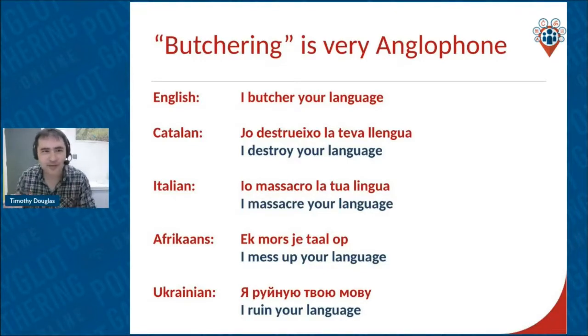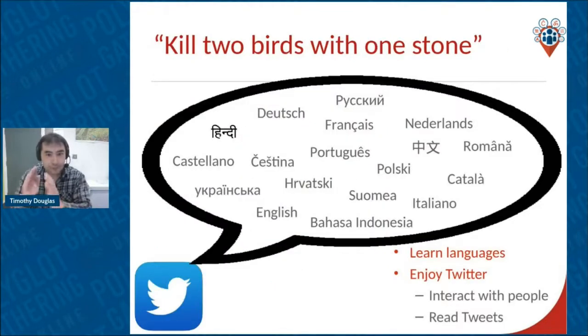That's part of the beauty of languages, the differences in the idiomatic expressions. And a great thing as well about Twitter is that you can kill two birds with one stone while you're using it. So you can have all the fun that you usually have on Twitter. You can interact with people, you can read their tweets, but you can also exploit it to learn languages. And you can find all kinds of languages on Twitter. I've used all these languages on Twitter to various degrees, from reasonably well to terribly.